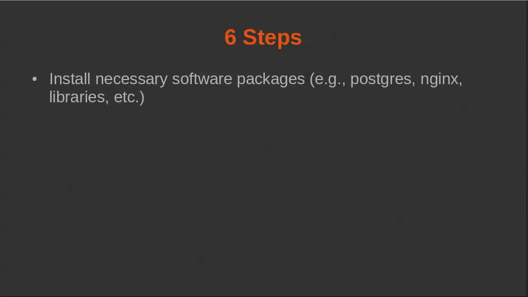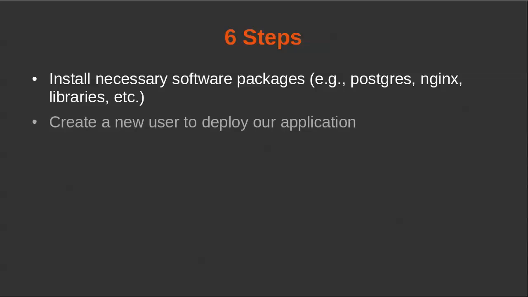So it's going to take 6 steps to configure your Ruby on Rails server. Please be sure to go ahead and have your server secured first, and you can look at the first video in the series about that. For this part, the first thing we want to do is install necessary software packages such as Postgres, nginx, and different libraries that Ruby and Ruby on Rails needs.